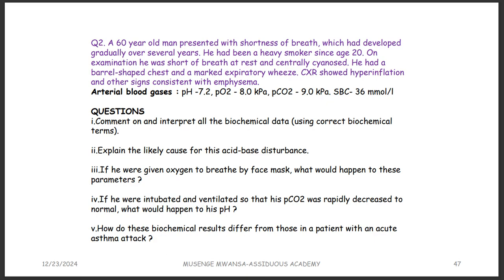Number four, if he were intubated and ventilated so that his partial pressure of carbon dioxide was rapidly decreased to normal, what would happen to his pH? If he were intubated and ventilated so that the partial pressure of carbon dioxide was rapidly decreased from high to normal, what would happen to his pH?